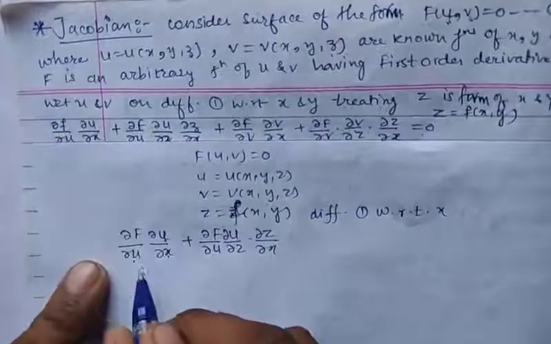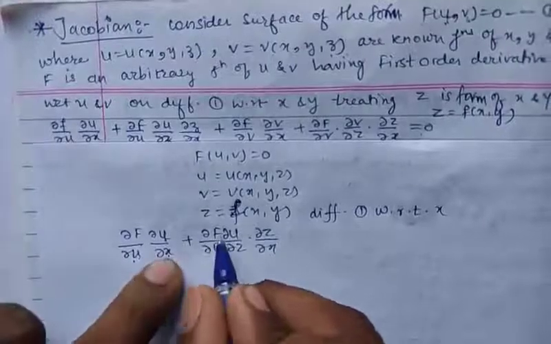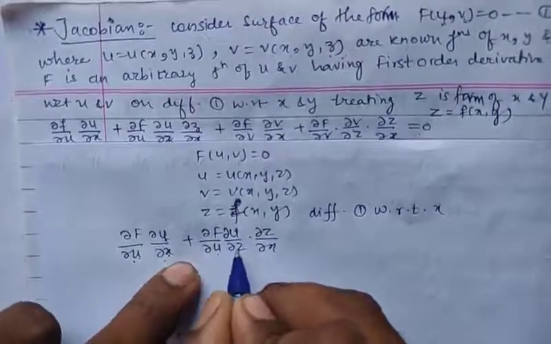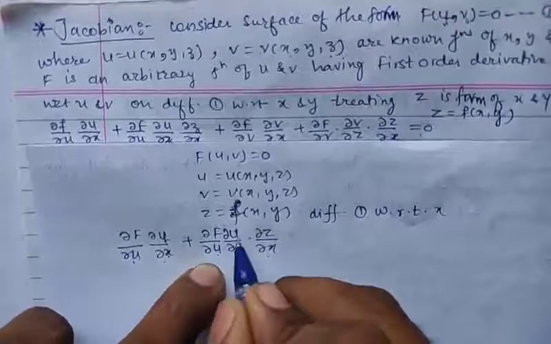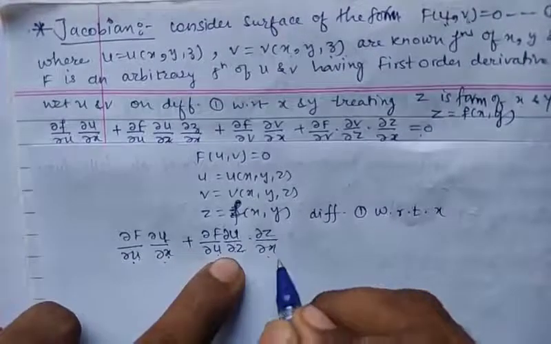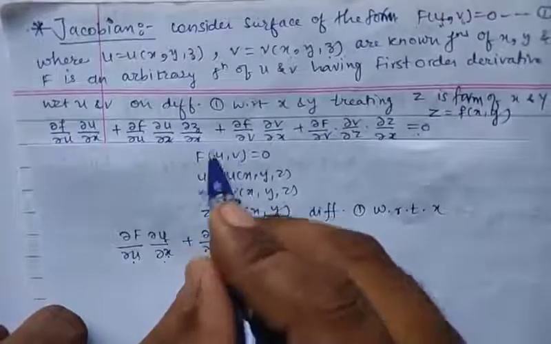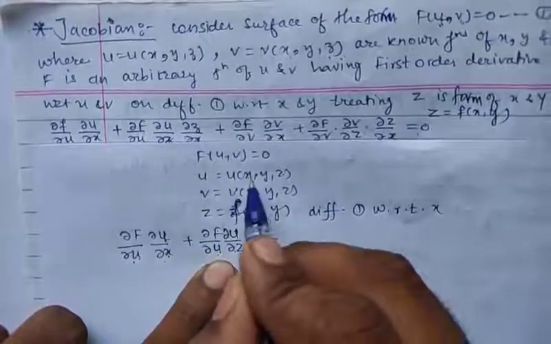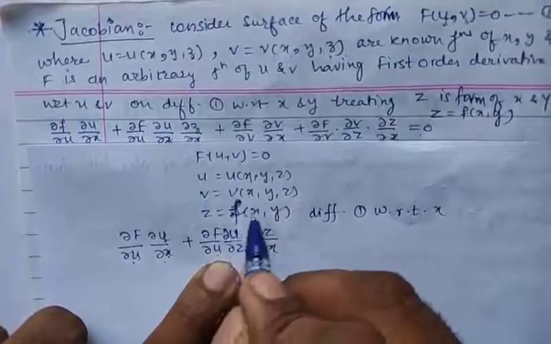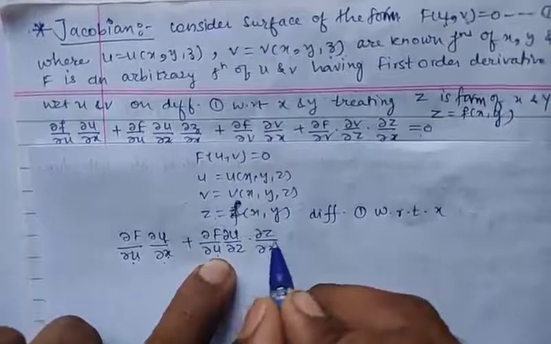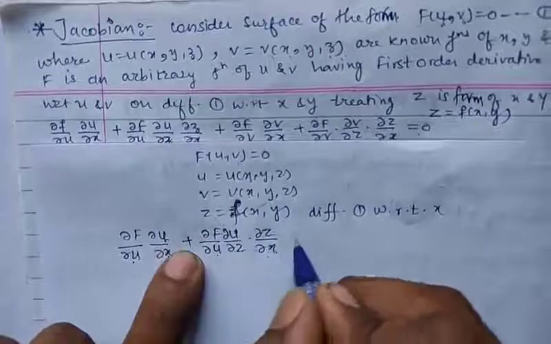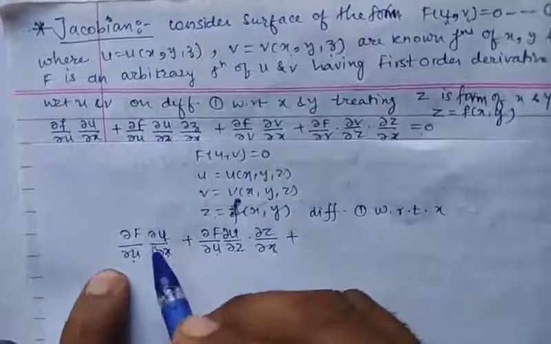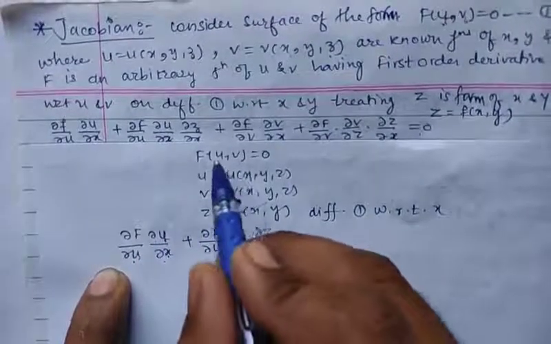So ∂f/∂u times ∂u/∂x, plus ∂f/∂u times ∂u/∂z and ∂z/∂x, because f is a function of u, u is a function of z, and z is a function of x. Right, f is a function of u, u is a function of x and z. So here z is a function of x, right? So next, again I differentiate f with respect to u.